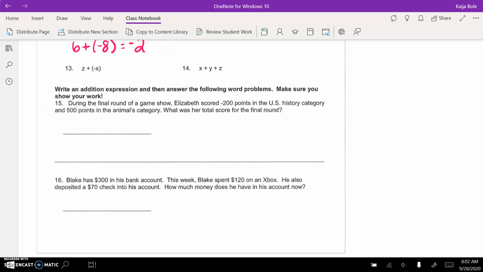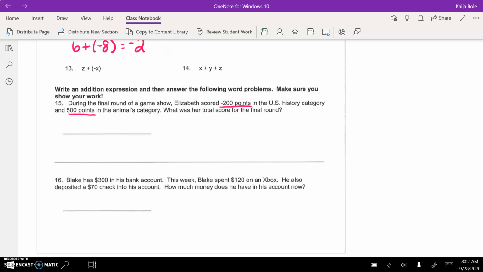Now 15 and 16 says write an addition expression, then answer the following word problems. Make sure you show your work. So during the final round of a game show, Elizabeth scored -200 points in the U.S. history category and 500 points in the animals category. What was her total score for the final round?